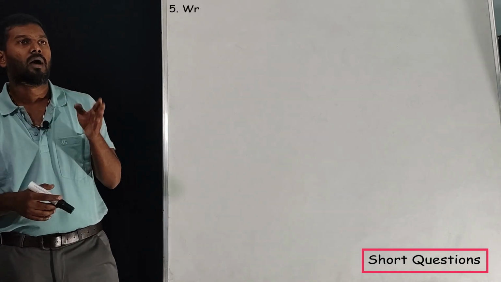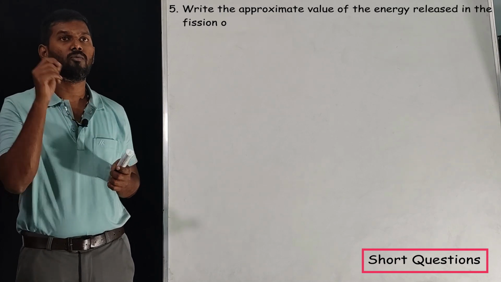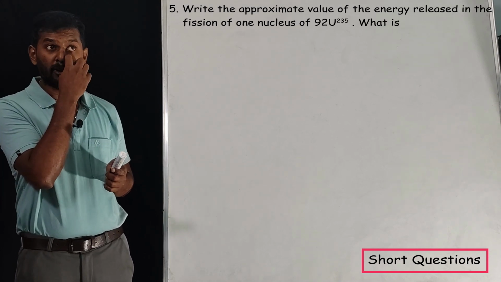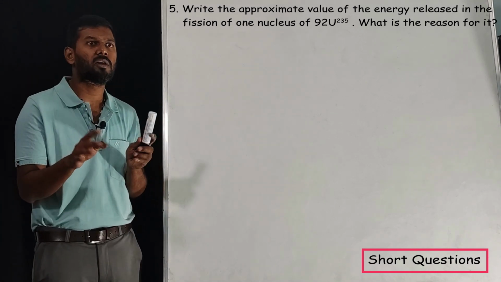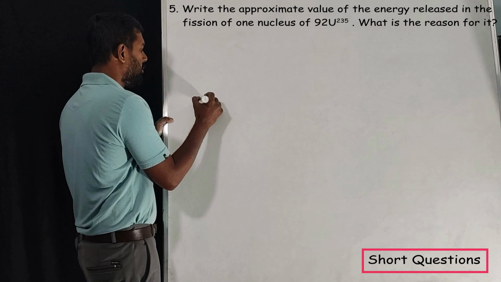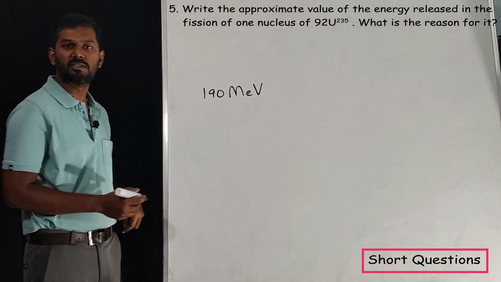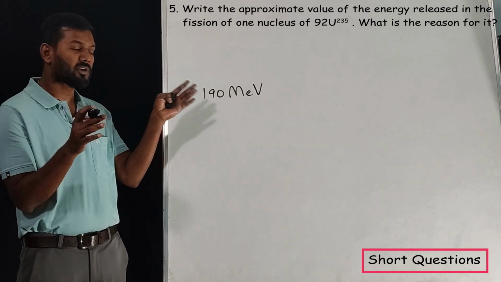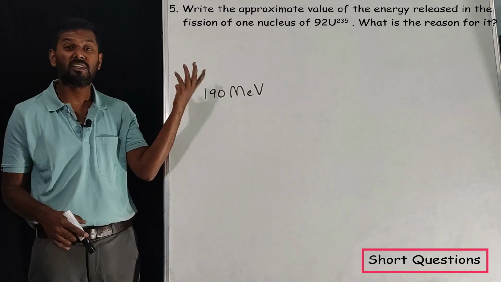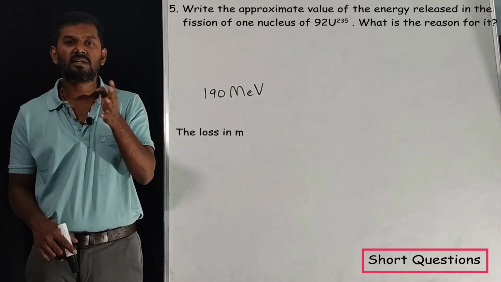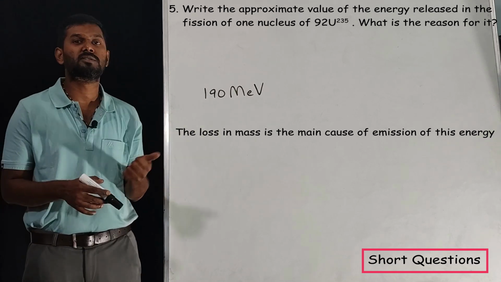Our next question: write the approximate value of energy released in the fission of one nucleus of uranium 235, 92. What is the reason for it? This is what we have learned in the concept video. Very simple. The amount of energy released is 190 mega electron volt. This is huge, we cannot even imagine. And they are asking the reason for the release of this much energy. Very simple, the loss of mass on the product side is the main cause of the release of this much energy.